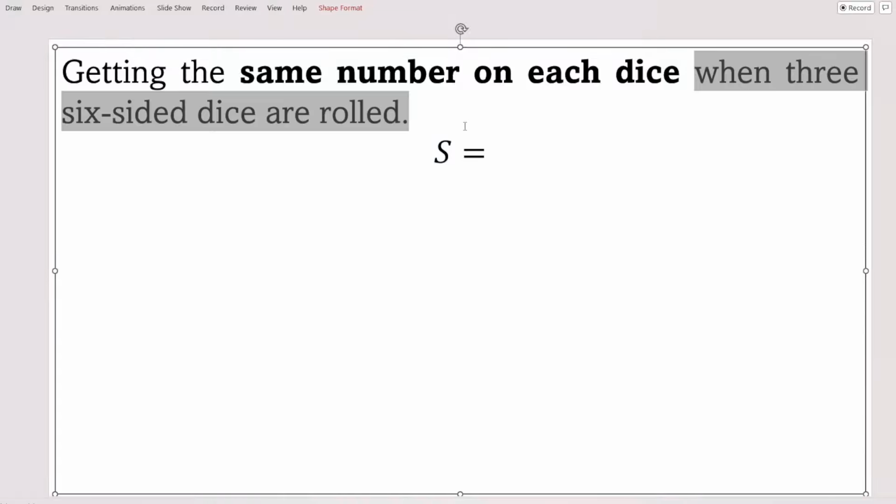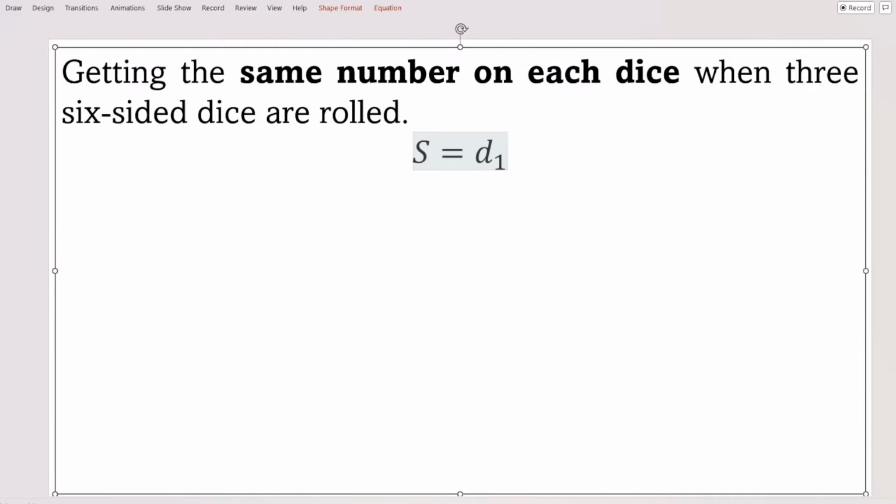When we roll three dice, that is our entire scenario. We roll three six-sided dice. Okay? So we roll three events. We look at dice number 1, so I'll just put here D1. We look at dice number 2, and then we look at dice number 3.